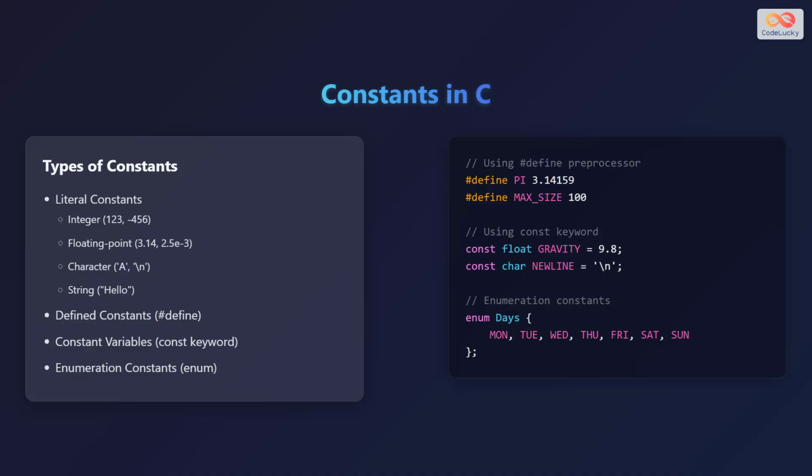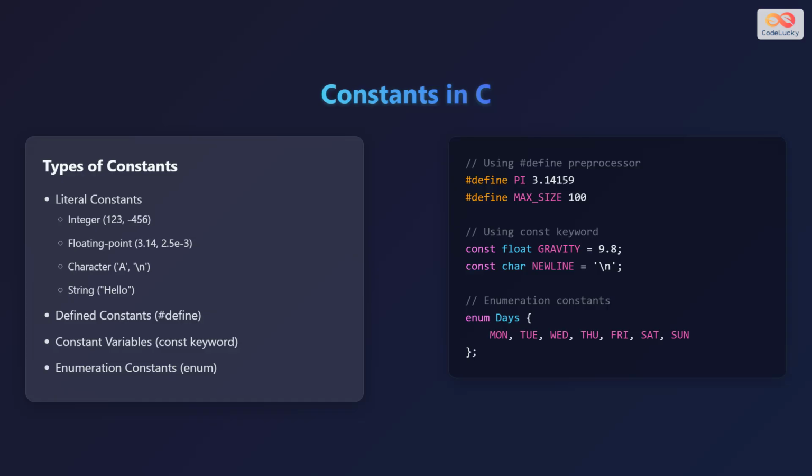Let's explore the different types of constants in C. Literal constants are fixed values that are directly represented in the code, such as integer constants like 123 and -456, floating point constants like 3.14 and 2.5e-3, character constants like 'a' and '\n', and string constants like "hello". Defined constants are created using the #define preprocessor directive. Constant variables are declared using the const keyword. Enumeration constants are defined using the enum keyword. Here is a code example.